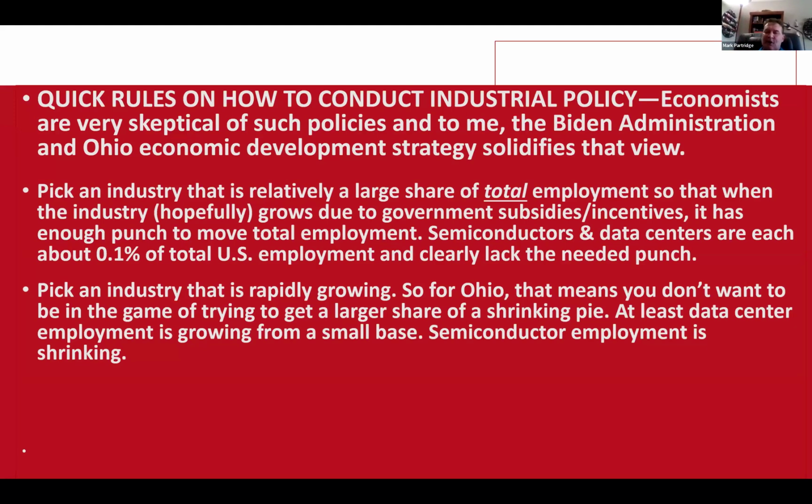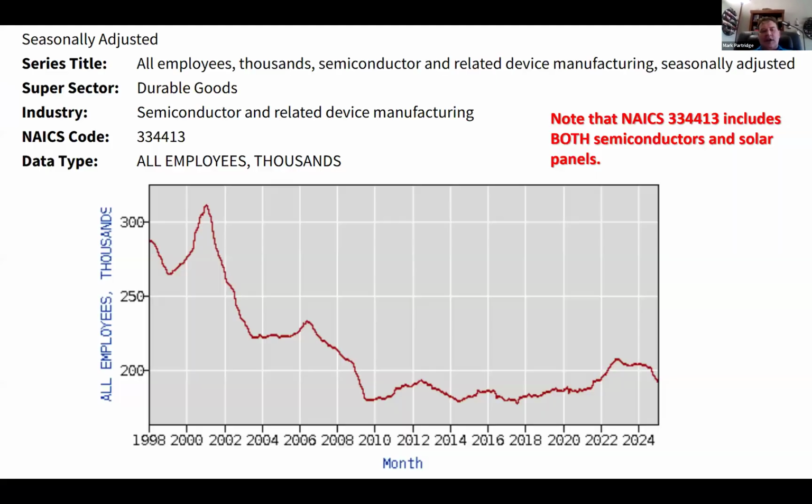So you want large employment, not a shrinking pie. If you looked at semiconductors, just like data centers, their employment was around 700,000 in the mid-1980s. In the high-tech boom before the dot-com bust in early 2000, we had about 300,000.